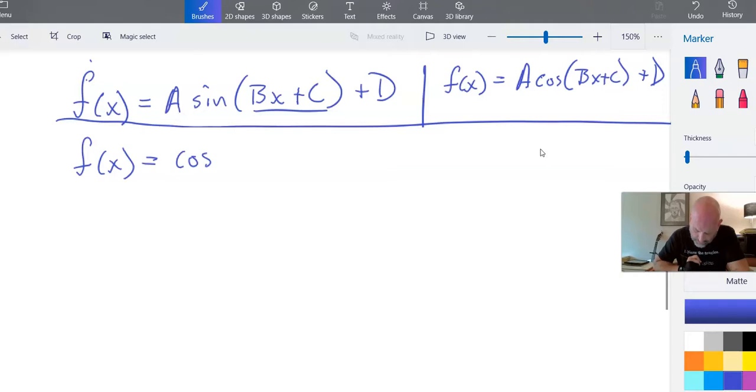Oh, let's see, what can we do here? Yeah, I don't want to go that direction just yet. Yeah, let's make it cosine of 4x.